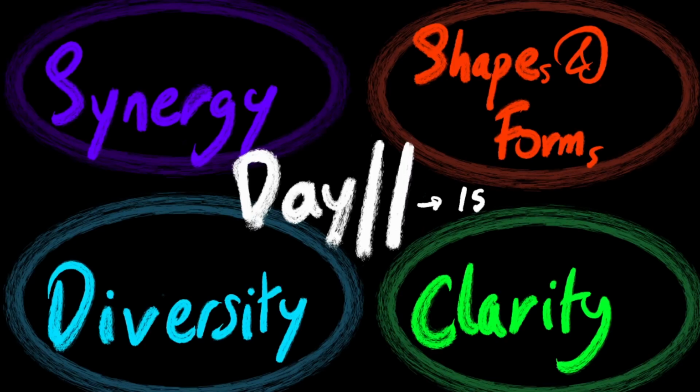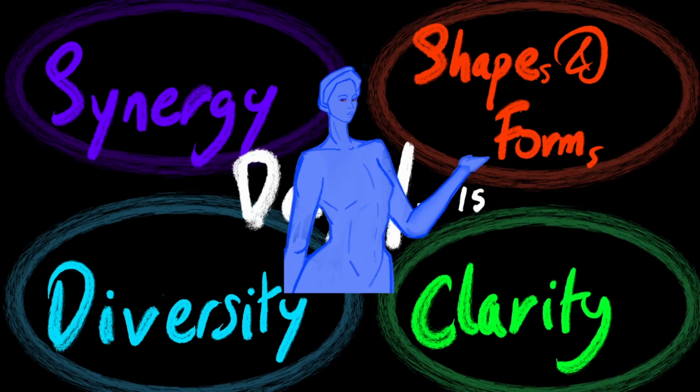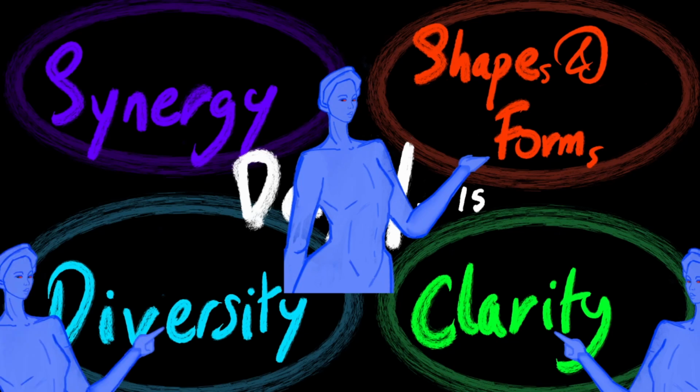On day 11, we'll be drawing again. We'll pursue gesture, this time adding more consideration for shapes and forms. Our shapes and forms are meant to deliver clarity, a sense of diversity, and a synergy between the characters, the concept they represent, and the environment they evolve in.